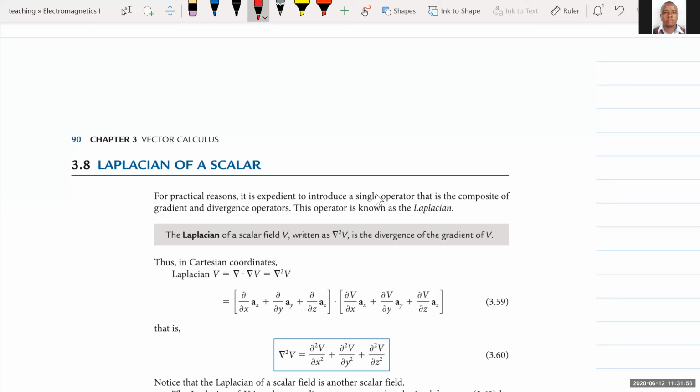And by definition, the Laplacian of a scalar field V, written as nabla squared V. We are introducing this. Nabla is the same as del.